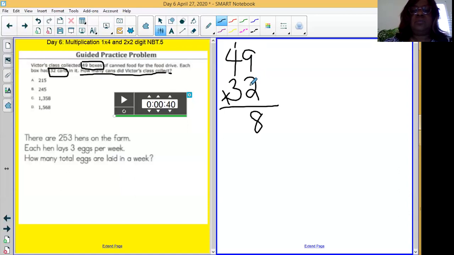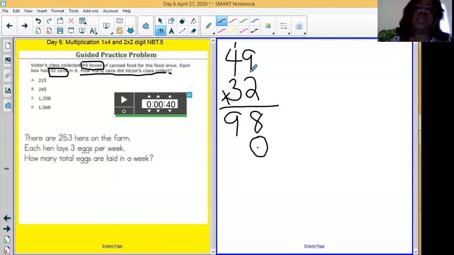Then I'm going to go 2 ones times 4 tens. 2 times 4 gives me 8, plus 1 gives me 9. So I know that 2 times 49 is 98. My next step is to multiply 3 times 49, but this 3 is not just 3, it has a value of 30. So because it has a value of 30, I have to put a 0 here to hold my place. And when I multiply this time, I'm going to be multiplying by 30.